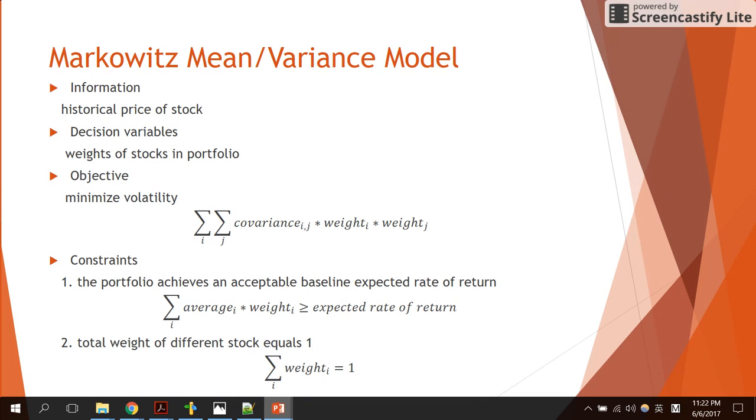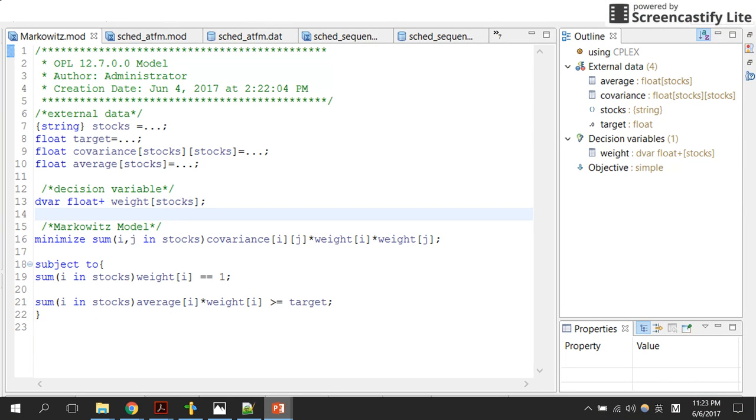In CPLEX, first define the stock type, the target, which is the expected rate of return, the covariance of two stocks, and the average rate of return of each stock. Then define the decision variable, the weight of each stock, which is the positive float type. Then the objective and constraints are what I explained before. After running this configuration, we can get the weight of each stock in this portfolio.